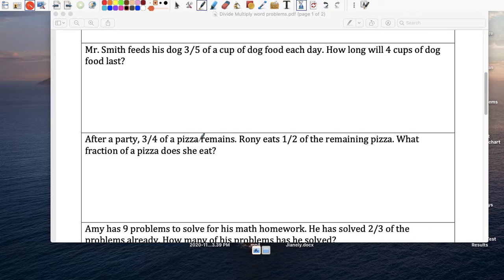After a party, 3/4 of a pizza remains. Ronnie eats half the remaining pizza. What did he eat? So remember, I said that in class, we're taking a part of a part. Tomando una parte de una parte. Here's the first part. Hay una pizza y sobró esto. 3/4.